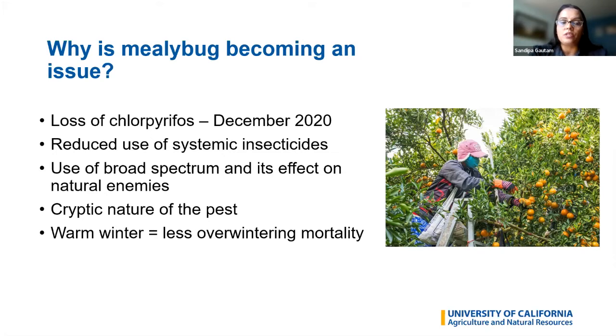These problems with chemistries combined with the cryptic nature of the pest, that it likes to be in that dense foliage area between the cluster of the fruit and easily avoid detection, especially in early stages of infestation. And another factor, warm winters, meaning less overwintering mortality of eggs and other life stages, in the last several years may have contributed to buildup of mealybug population. And now since 2020-21, we're seeing mealybug incidences from many groves here in the San Joaquin Valley.